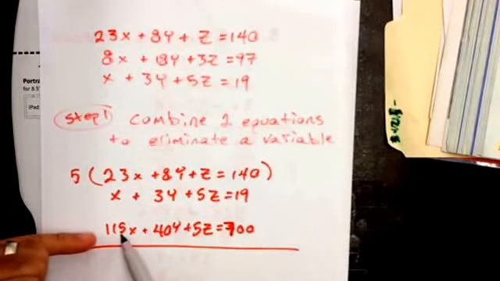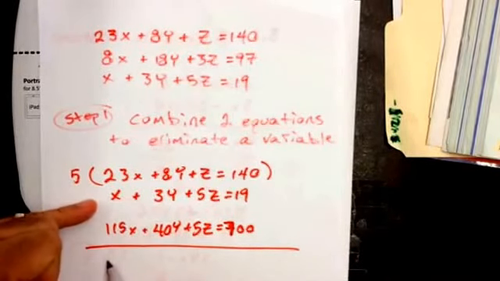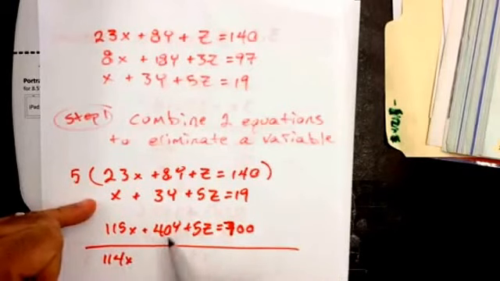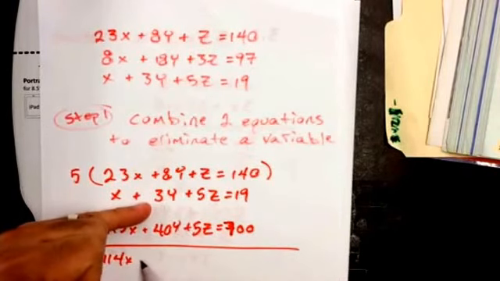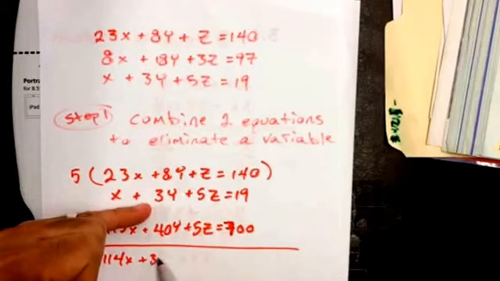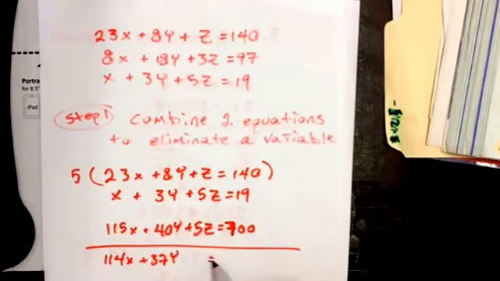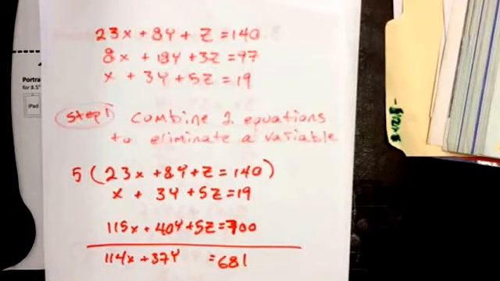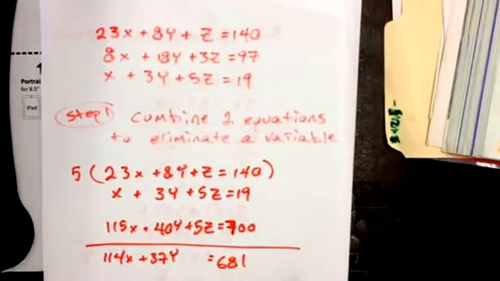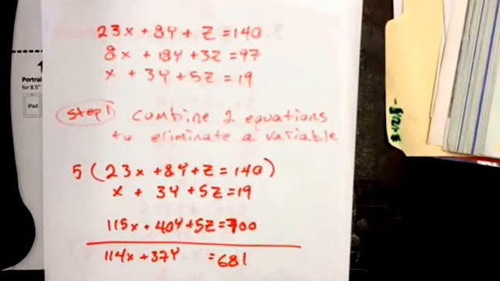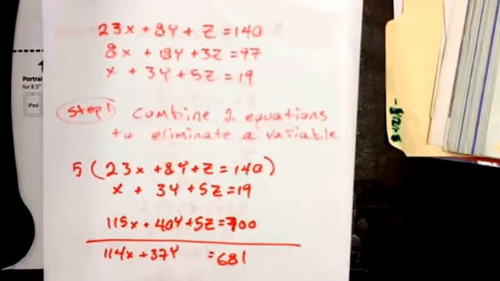So really what I'm doing is 115x minus x, which is 114x. 40y minus 3y, which is going to be 37y. 5z minus 5z, which is 0. And 700 minus 19, which is going to be 681. I could have subtracted down, but everything down here would have been negative. In order to keep that from happening, I subtracted up. Okay, so that's step 1.